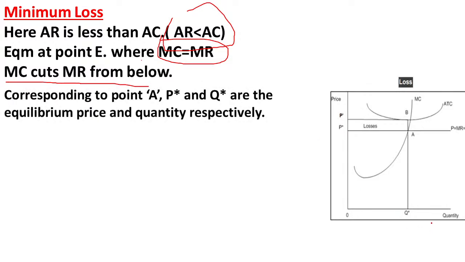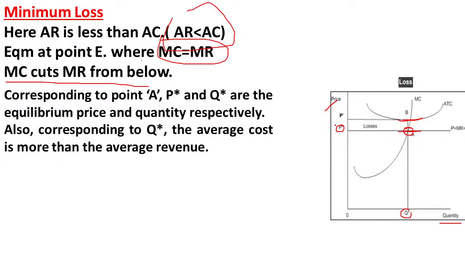Here on the x-axis we have taken quantity, on the y-axis we have taken revenue and cost. This is the marginal cost curve, this is the average cost curve, and this is the marginal revenue curve. The marginal cost curve is intersecting the marginal revenue curve at point A. So this is the equilibrium point. OP star is the equilibrium price, and OQ star is the equilibrium quantity. The average cost curve is lying above the average revenue curve. It means that the cost is higher than revenue.